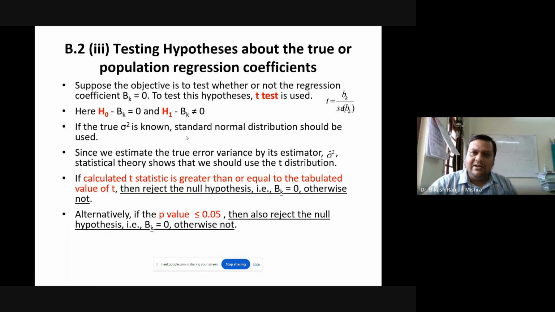That means any increase or decrease in the kth independent variable is going to affect the dependent variable. And if your hypothesis testing gives rise to the answer that you have to accept the null hypothesis, then the interpretation is that the kth independent variable is actually not contributing to the dependent variable change. The dependent variable may be a function of any other variable, but definitely not a function of the kth variable. So that is the idea of the t-test over here.